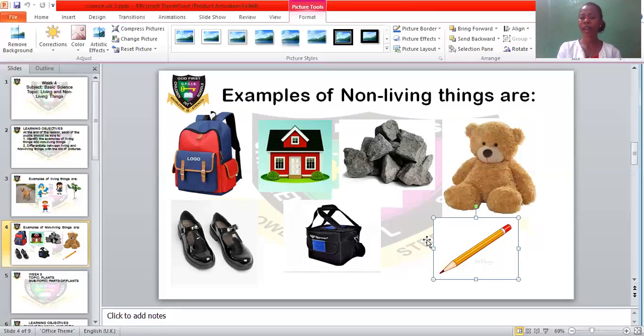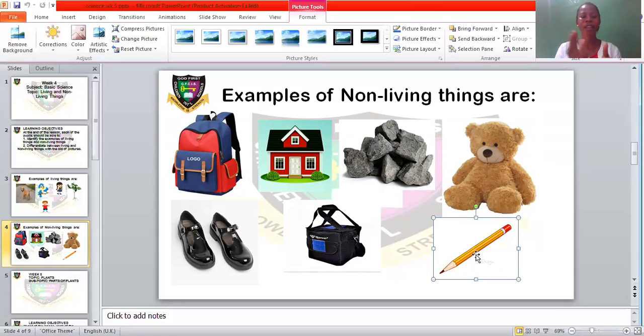Now, if I ask you, what are the examples of non-living things? Can you tell me? Yes, let's go. That's my wonderful children. Let's name them. School bag, a house, stone, teddy bear, shoes, lunch bag, and pencil. So they are examples of what? Non-living things. Let's roll it together. Roll it, roll it, roll it, and let it go.